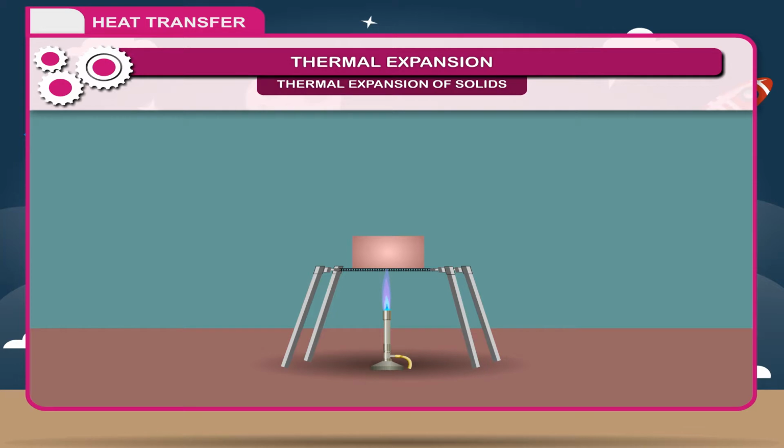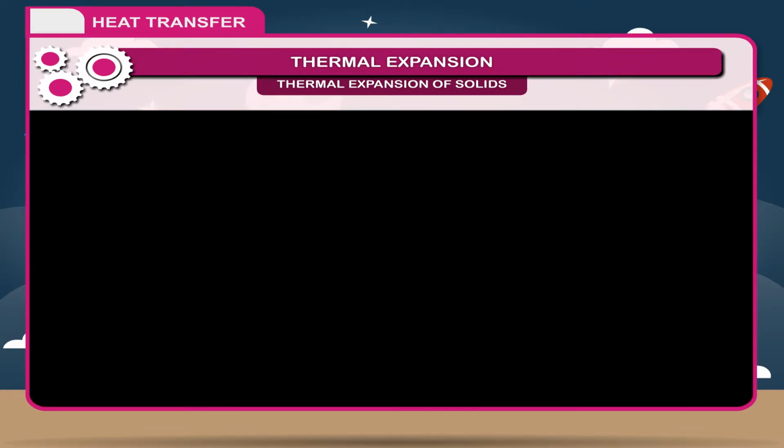Thermal expansion generally decreases with increasing bond energy that affects the melting point of solids. So, high melting point materials have lower thermal expansion. Let us perform an activity to observe thermal expansion in solids.